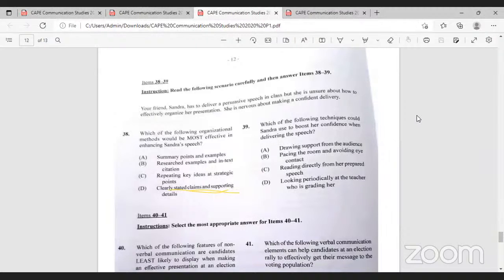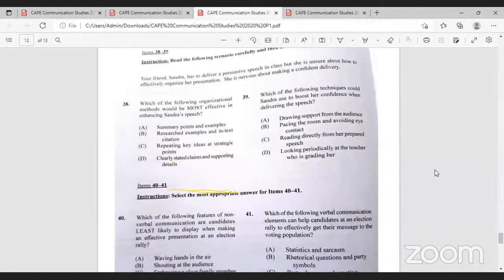39, which of the following techniques could Sandra use to boost her confidence when delivering her speech? Drawing support from the audience, pacing the room and avoiding eye contact, reading directly from her prepared speech, or looking periodically at the teacher who is grading her. One should be straightforward. 39 is A. 38 is C and 39 is A.